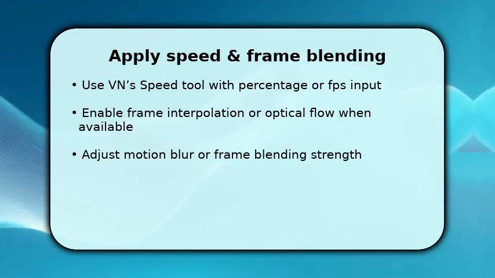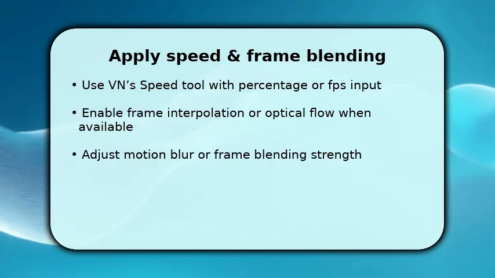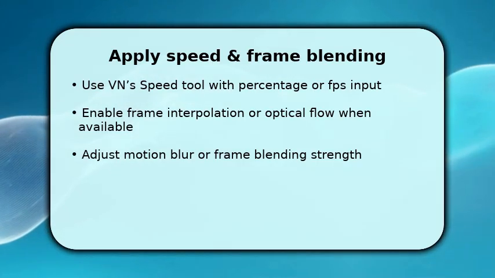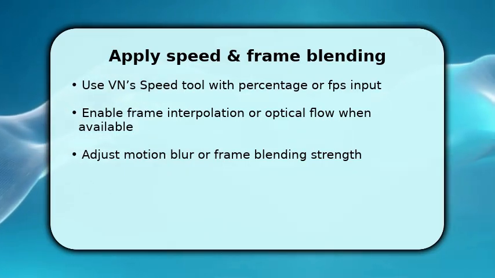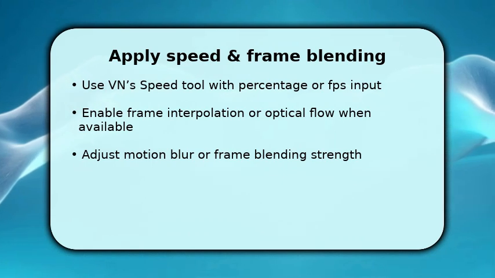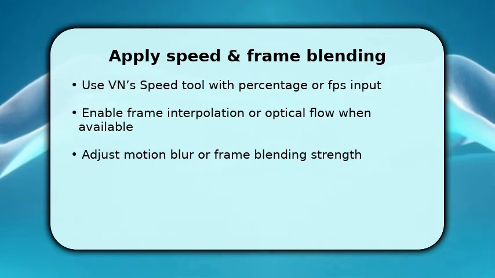Once done, switch on frame interpolation or optical flow if VN offers it. This creates intermediate frames and smooths motion. Make small adjustments to interpolation strength. Too much makes artifacts, too little looks choppy. If available, add subtle motion blur to mask any remaining stutter. Also, preview at full resolution to verify smoothness and tweak until natural.